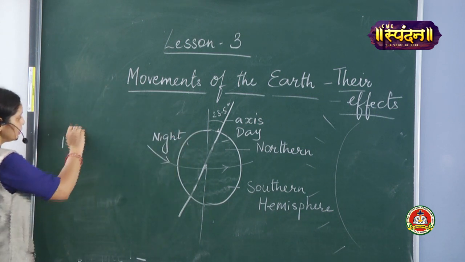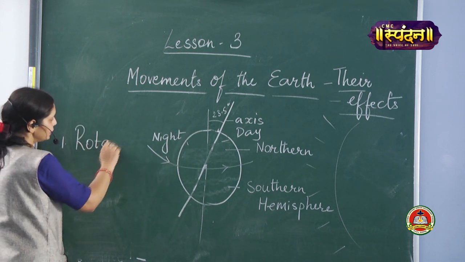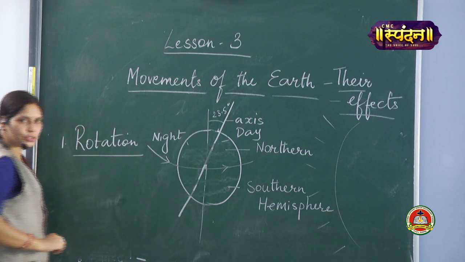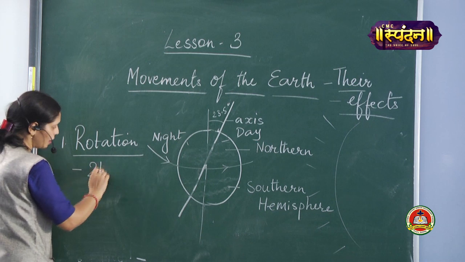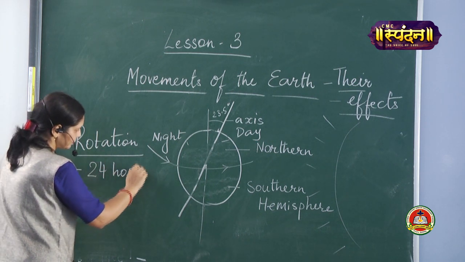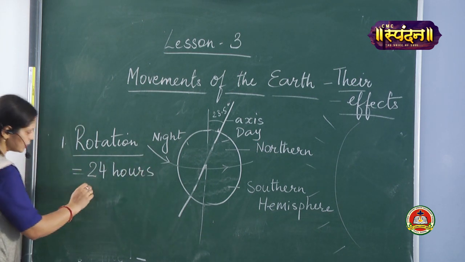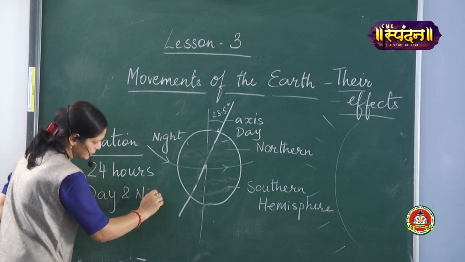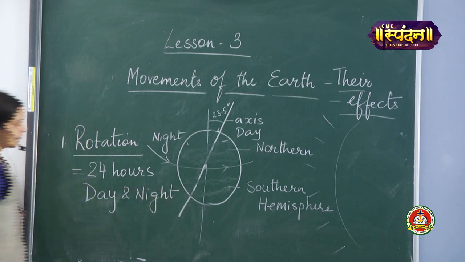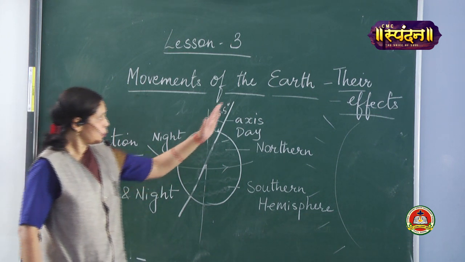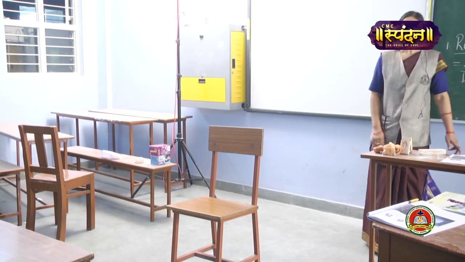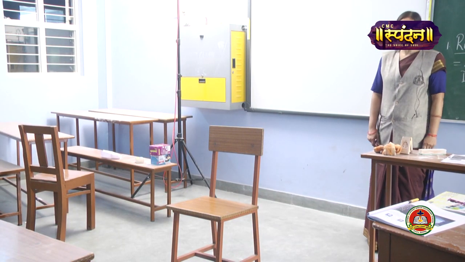As we have learned, the first movement of the earth is known as rotation. One rotation completes in 24 hours, and rotation causes day and night. And rotation always occurs when the earth is spinning around its own axis. Now let us start with the second movement of the earth.